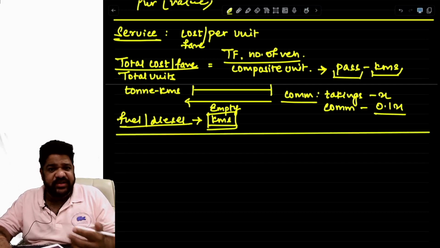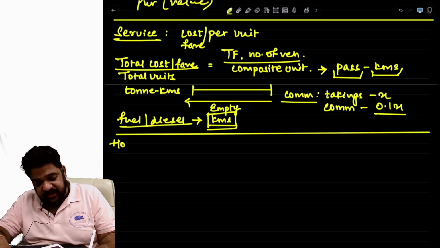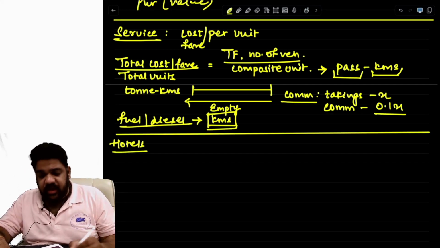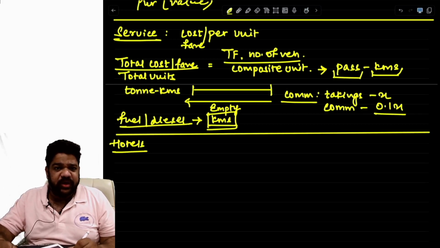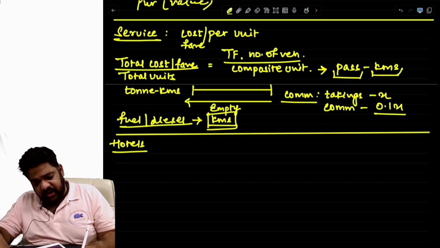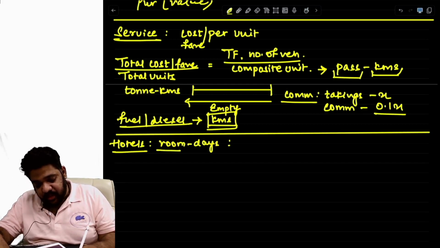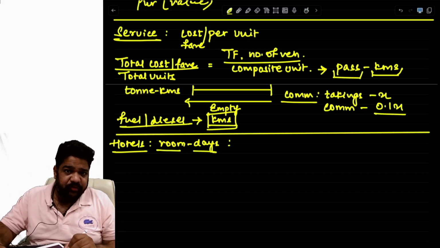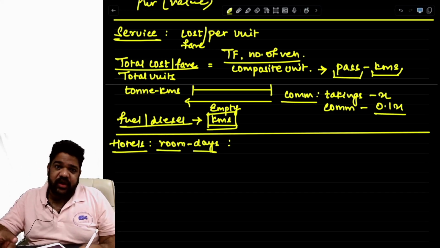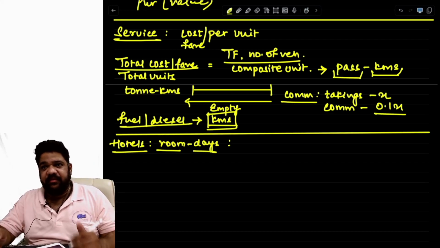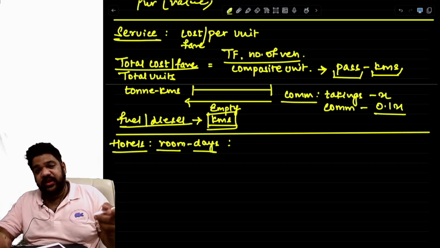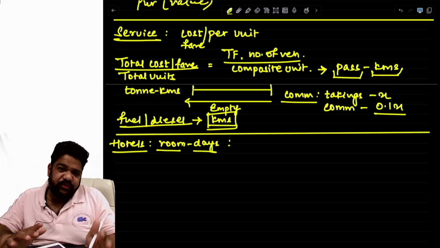The next set of questions that we did were hotels. Now, under hotels, you only have to keep in mind one thing: the room days. It is the number of rooms occupied for the number of days. So like that, you'll have to keep it in mind while you're calculating your room days. The number of rooms that were occupied for the number of days.